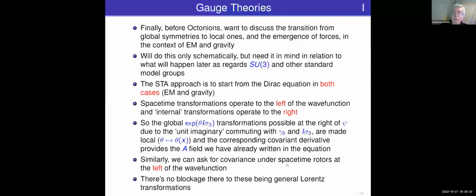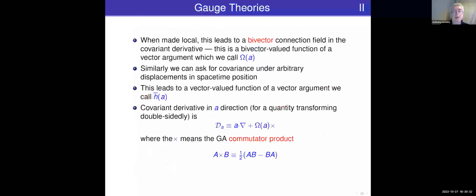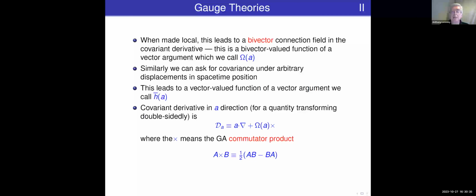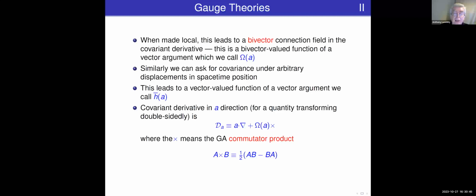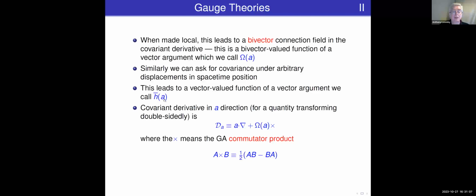We can ask for covariance under space-time rotors at the left of the wave function, and there's no blockage to these being general Lorentz transformations because there's nothing in the way at the left. And when made local, this leads to a bivector connection field in the covariant derivative. And this is a bivector valued function of a vector argument, and we call it omega of A. A is the vector argument. And similarly, we can ask for covariance under arbitrary displacements in space-time position. So just to be clear, the two things we're gauging are space-time rotations and space-time translations. And that turns out to lead to a vector-valued function of a vector argument. We call that function h of A.